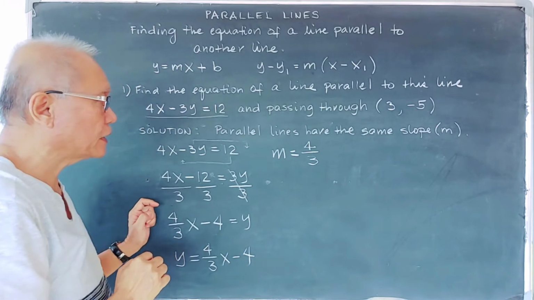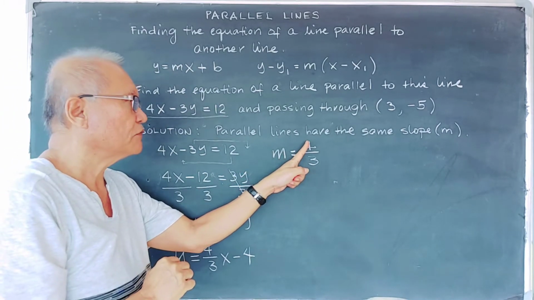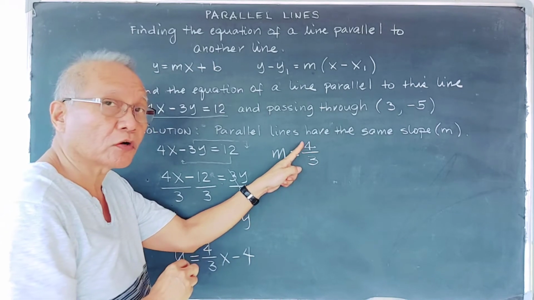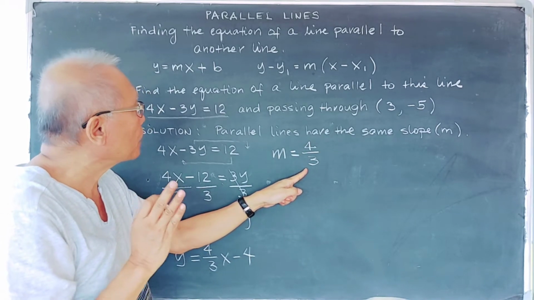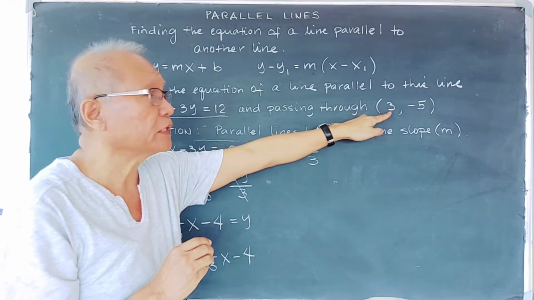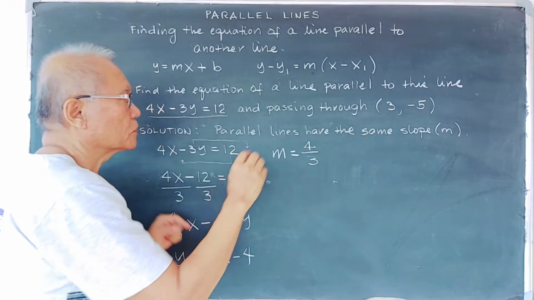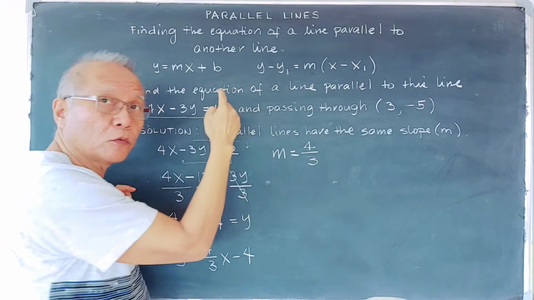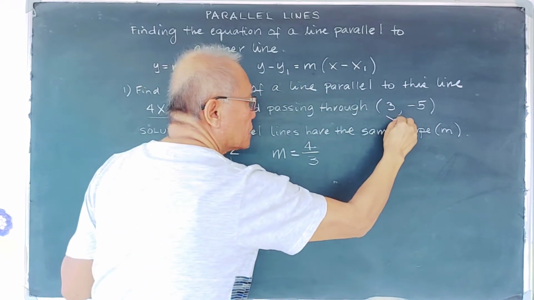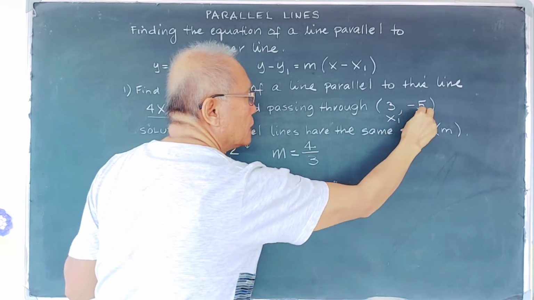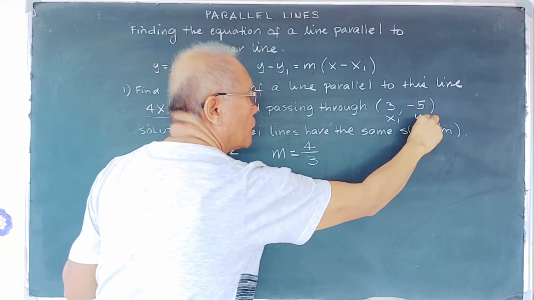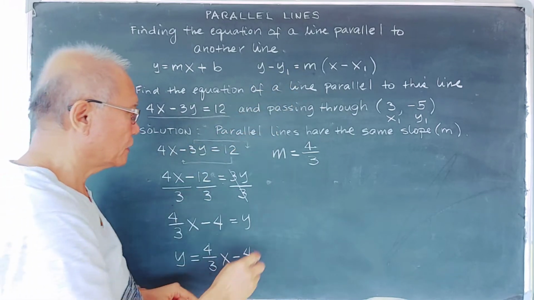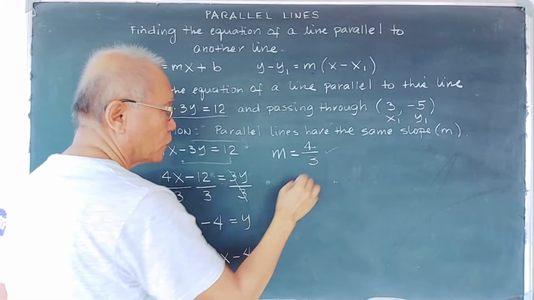Now the second line also has the same slope, 4 over 3, but it will pass through the point (3, -5). Because in our formula we have x sub 1, y sub 1, this one is our x sub 1 and this one is our y sub 1. Then we use the second formula, and we have the slope already, 4 over 3.